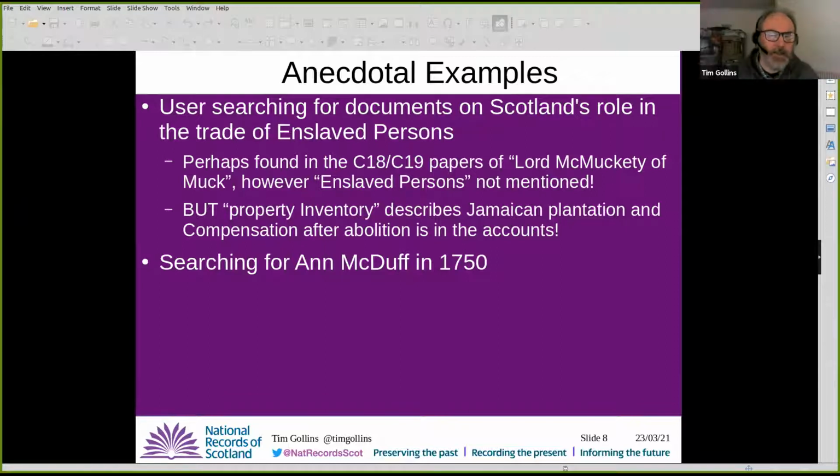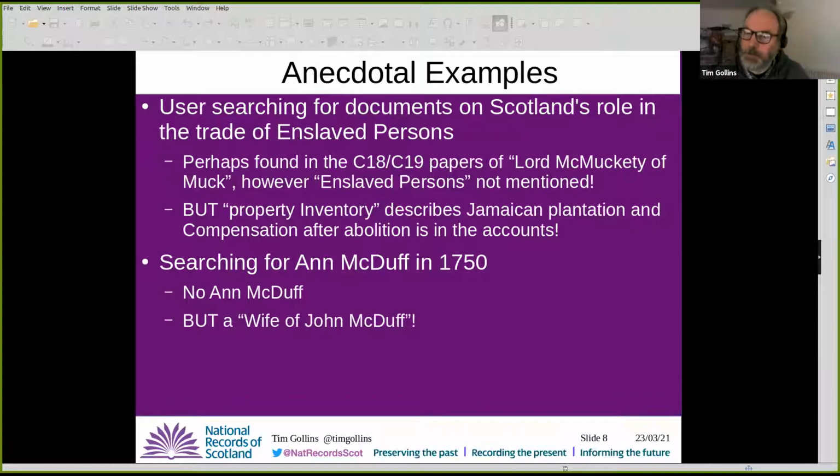What about the infamous Anne Macduff, an invented person, obviously, in 1750? Well, she's not mentioned in any documents, but the wife of John Macduff is mentioned, because in 1750 women were not described in their own right. They were the chattel of their husband.